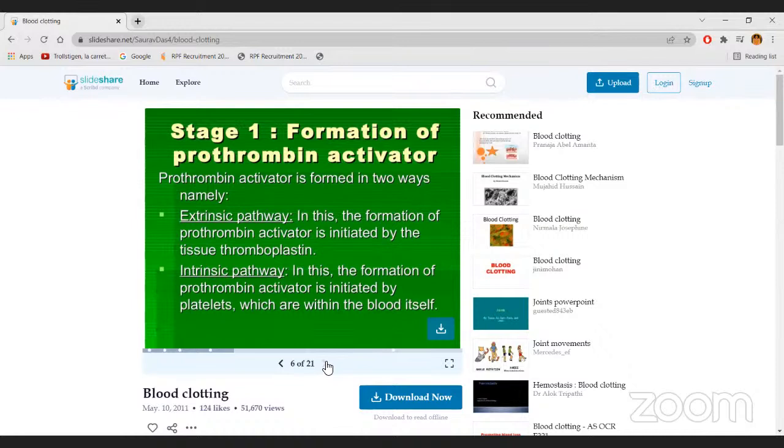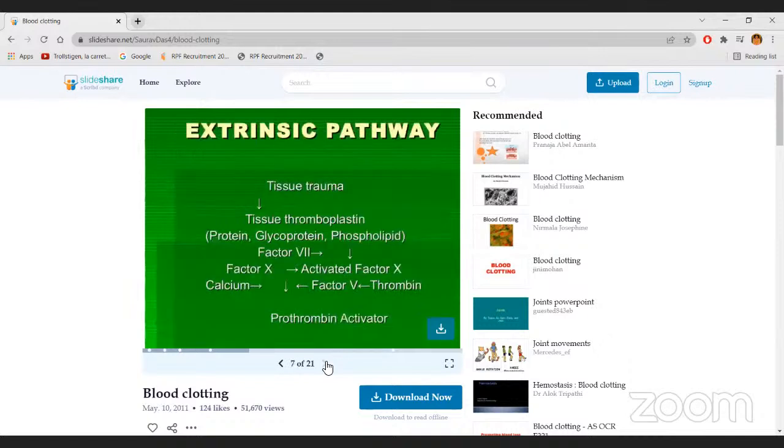In this, the formation of prothrombin activator is initiated by the tissue thromboplastin. The intrinsic pathway: in this, the formation of prothrombin activator is initiated by platelets, which are within the blood itself. So this is the route map of tissue trauma and tissue thromboplastin: protein, glycoprotein, phospholipids.